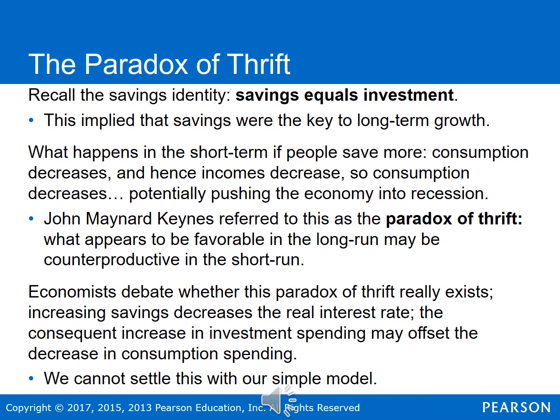We can end up with that downward spiral I talked about, like from the Great Depression earlier, occurring just because more households are deciding to save. And Keynes called this outcome, this idea, the paradox of thrift. Because while thrift is a good thing, while saving money for the long term is favorable for long-run growth, it may be counterproductive in the short run.